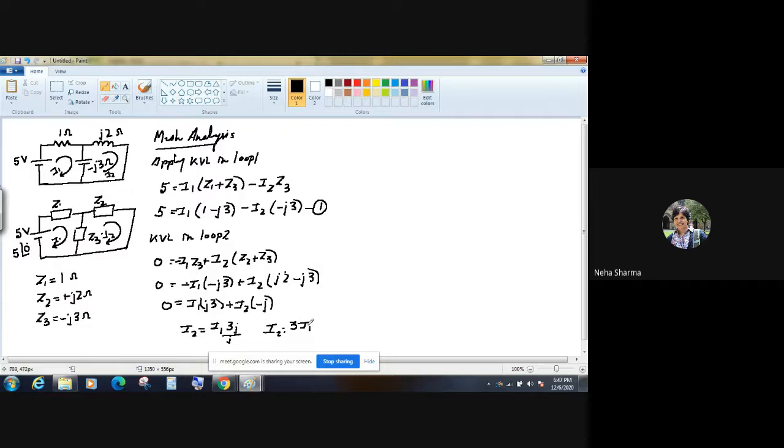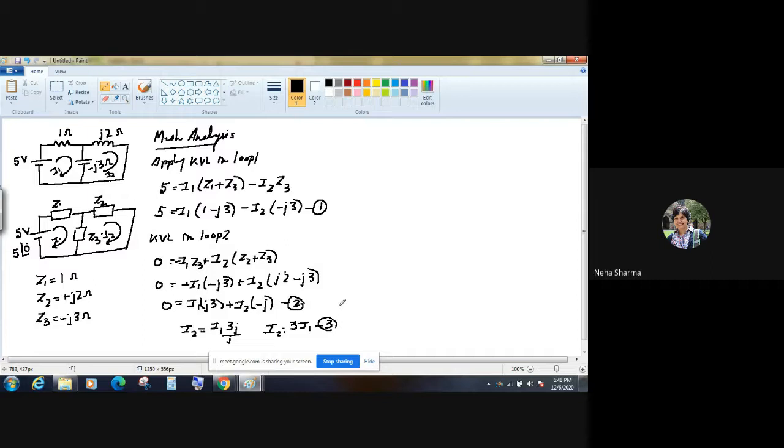So this is one of the results. This was my equation for the second loop, so I call it equation number 2. I shuffled the terms and I got this, which I call equation number 3. Using the three equations, we can solve for I1 and I2.